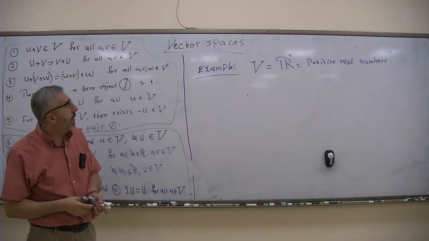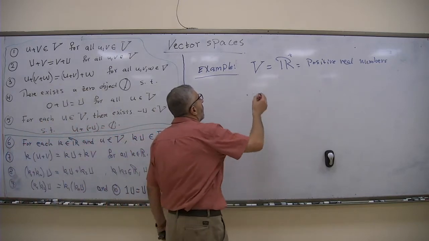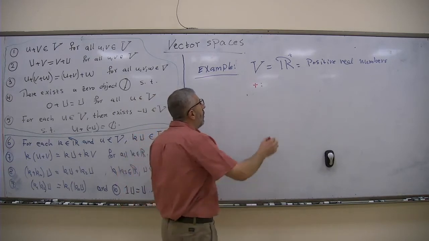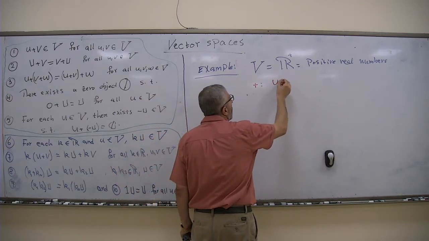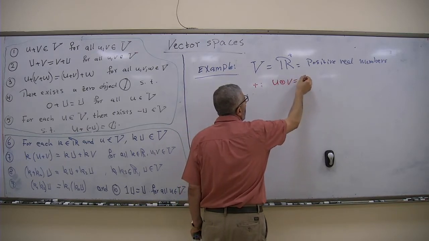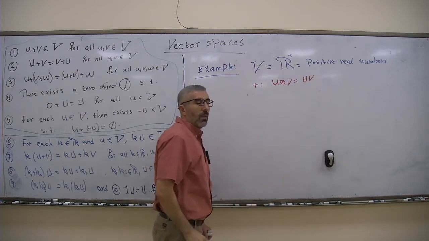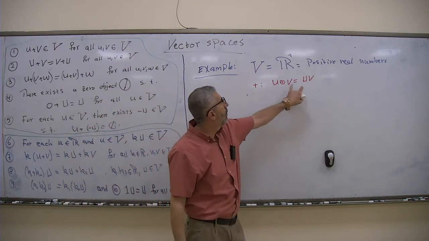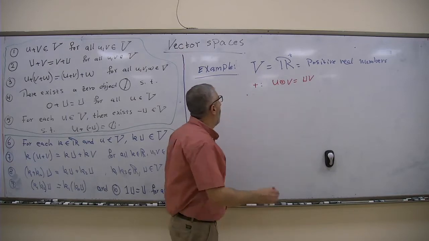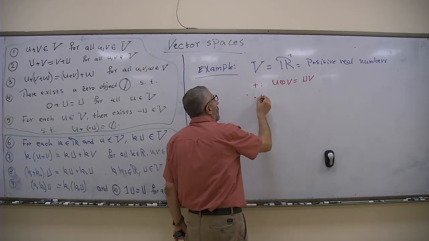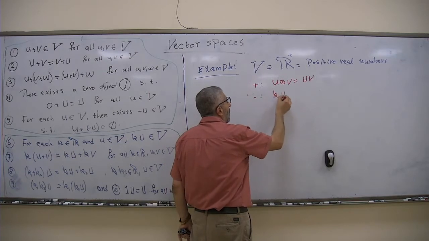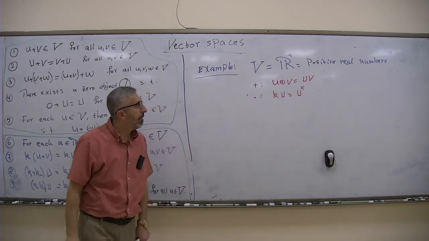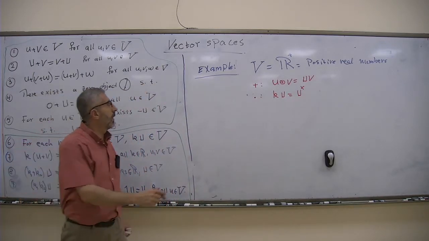I want to define addition as follows: u plus v to be uv. So how do you add? You multiply. And the multiplication by a scalar as u exponent k. So here, define this.